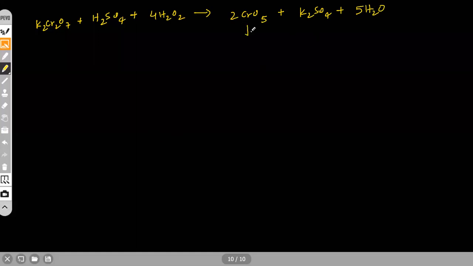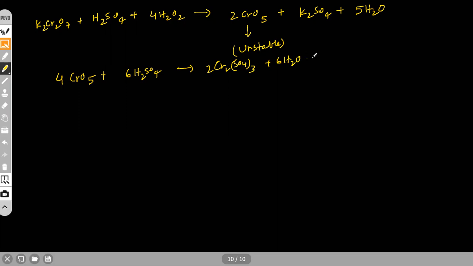This oxide of chromium, we know the structure of this. It is highly unstable, and hence in this acidic medium itself, it reacts and converts into chromium sulfate, Cr2(SO4)3, plus 6H2O plus O2. Okay, the reaction is not that important. The structure of CrO5 we have already discussed, if you remember, last year in redox reactions. It has a butterfly structure, if you remember this.